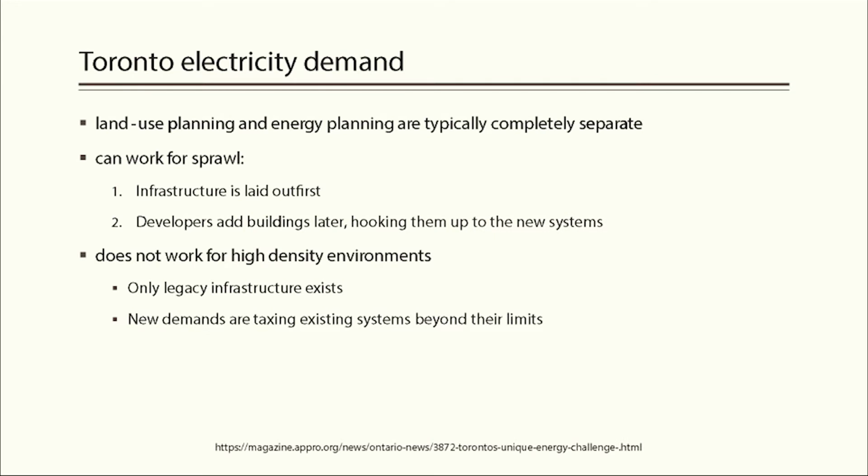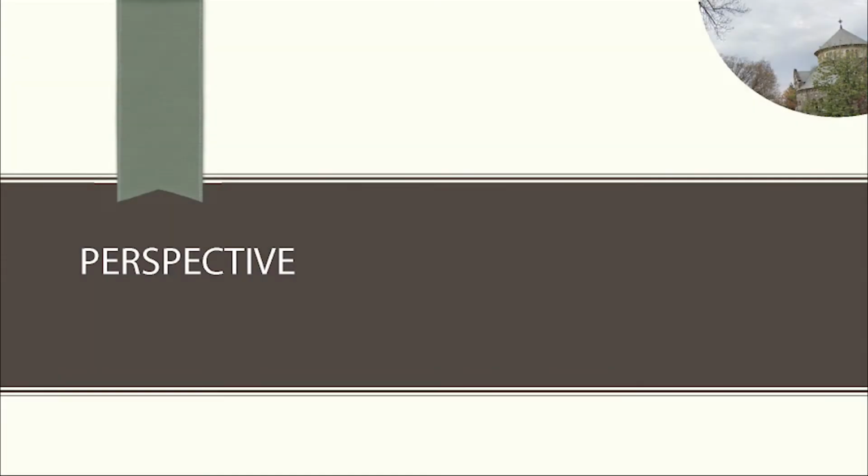What works for sprawl and suburban development doesn't work for high-density environments where buildings go upwards. In the case of sprawl, infrastructure is laid out first and buildings are added later. But in a high-density environment, buildings are added on top of legacy infrastructure. How can we develop software tools to aid urban planners and other municipal stakeholders in dealing with these issues?